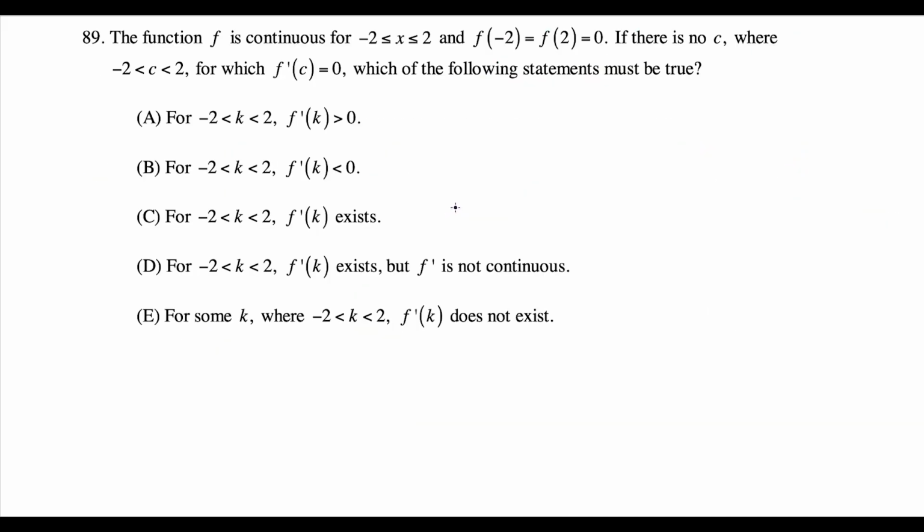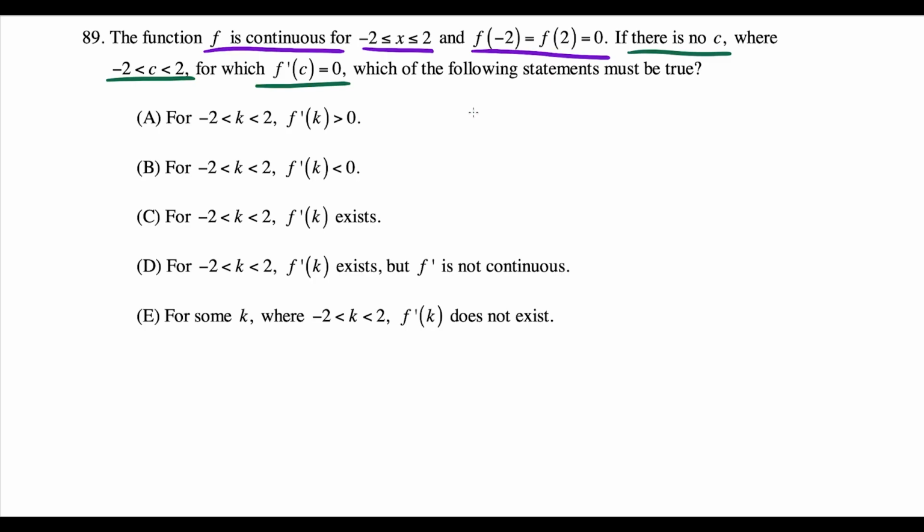Question 89 I really like, because if you know your theorems, this question is really easy. But if you don't know your theorems, this is a very confusing question. So we have f is continuous from -2 to 2, and we have f of -2 equals f of 2 equals 0. And then we're told this here, there is no value c where c is between -2 and 2, where the derivative is equal to 0.